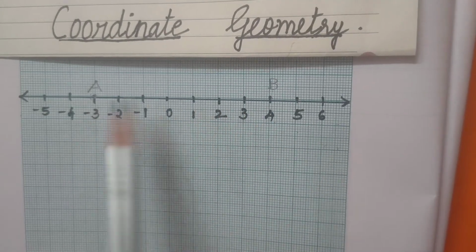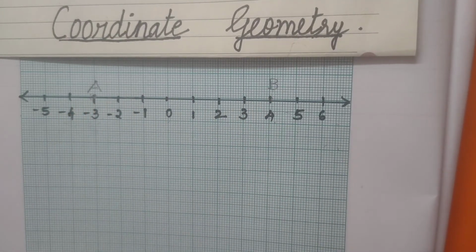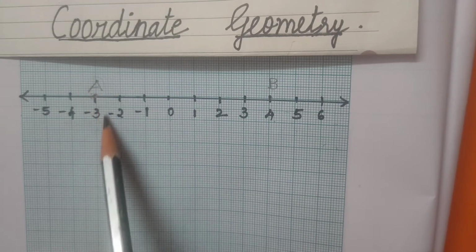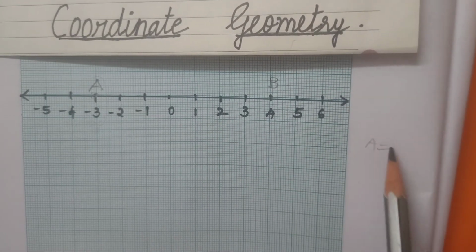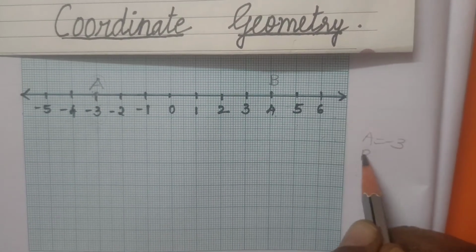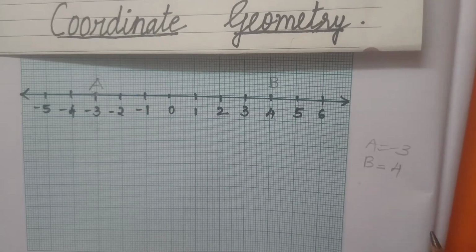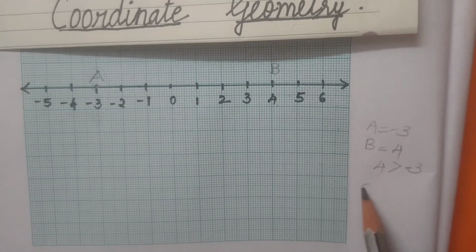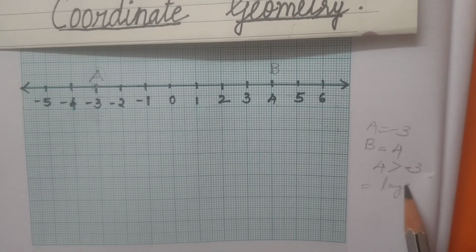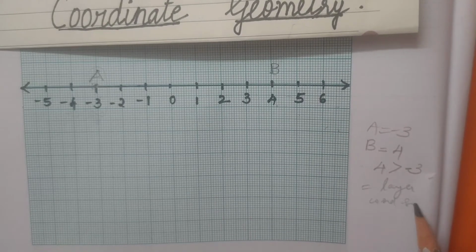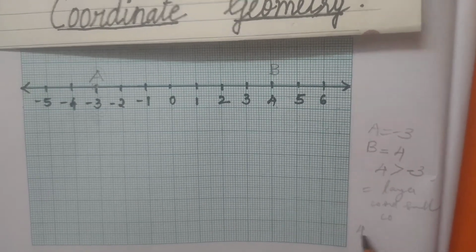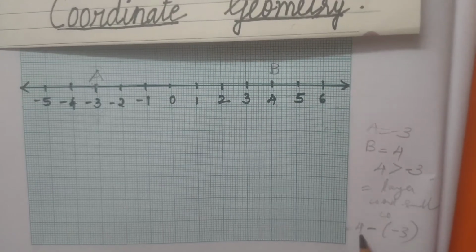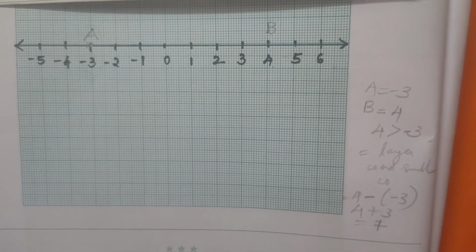If I want to find the distance between A and B, how do we usually find it? We have learnt in the last year. The A coordinate is -3, and the B coordinate is 4. Here 4 is bigger than -3. So we say larger coordinate minus smaller coordinate. So we subtract 4 minus of -3, that is 4 plus 3. It is 7. Is it or not? Yes.